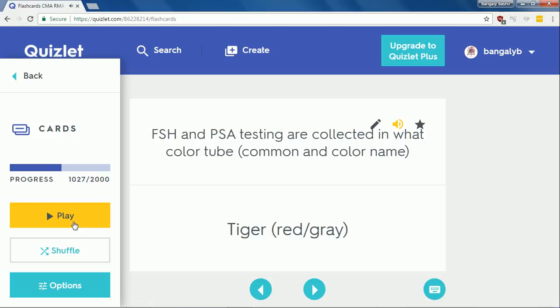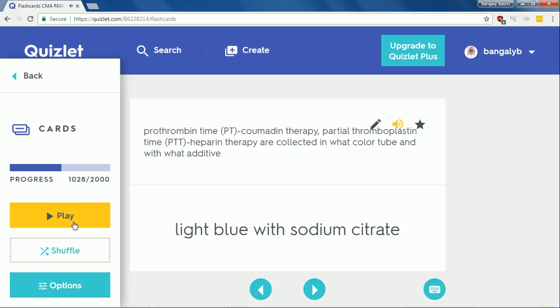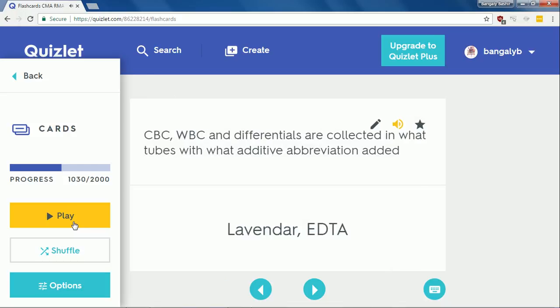FSH and PSA testing are collected in what color tube? Tiger. Prothrombin time, Coumadin therapy, partial thromboplastin time, heparin therapy are collected in what color tube and with what additive? Light blue with sodium citrate. Electrolytes and platelet counts are collected in what color tube? Green. CBC, WBC and differentials are collected in what tubes with what additive abbreviation added? Lavender, EDTA.